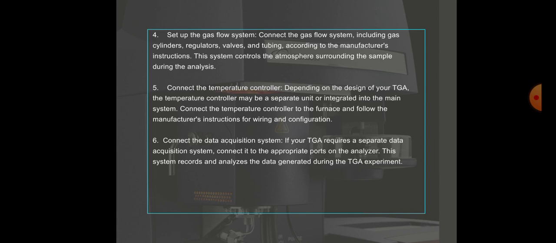Connect the temperature controller. Depending on the design of your TGA, the temperature controller may be a separate unit or integrated into the main system. Connect the temperature controller to the furnace and follow the manufacturer's instruction for wiring and configuration. Connect the data acquisition system. If your TGA requires a separate data acquisition system, connect it to the appropriate port of the analyzer. This system records and analyzes the data generated during the TGA experiment.